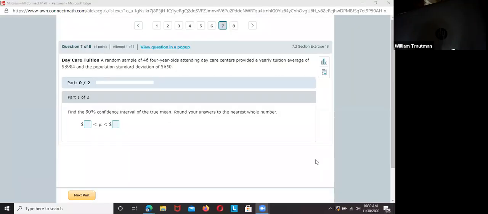So the confidence interval on the left side, I get 3826.4, and on the right side, I get 4141.6. There's our confidence interval, 90%.